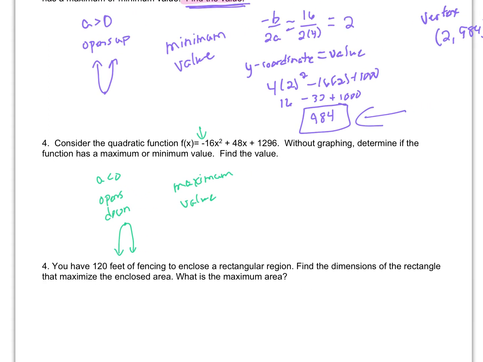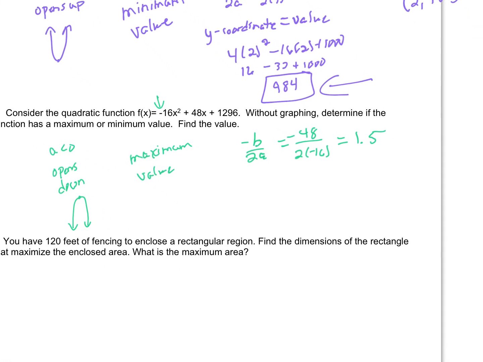So once again, we're going to do our opposite of b over 2a. So we do negative 48 over 2 times negative 16. And this one's not so pretty. We get 1.5. We get a decimal or a fraction, whichever way you want to think about that.